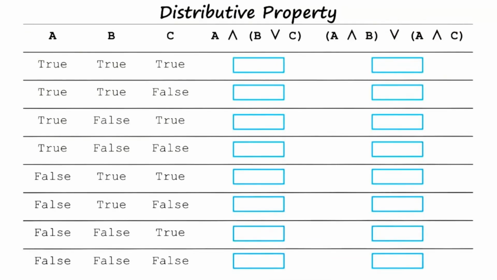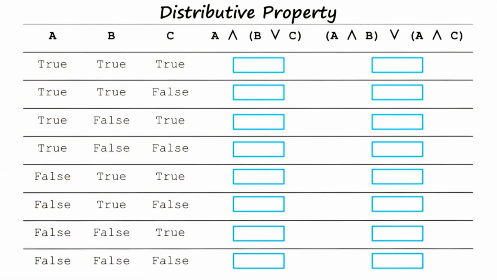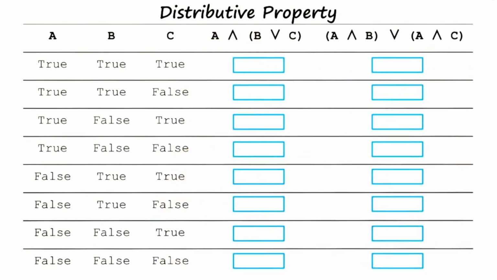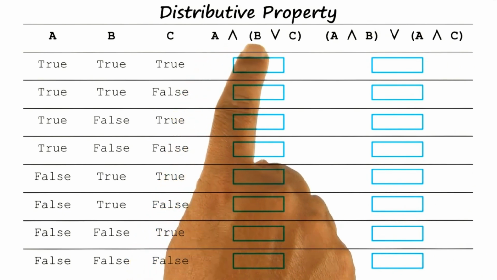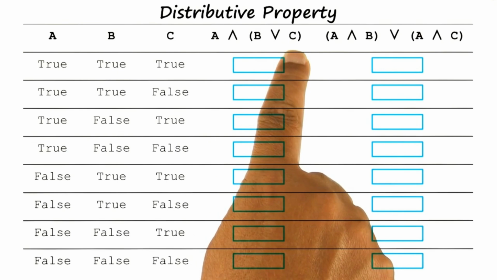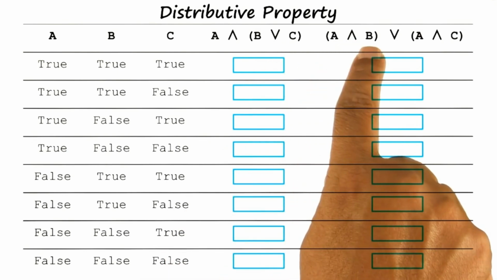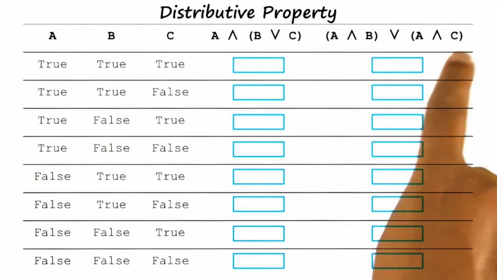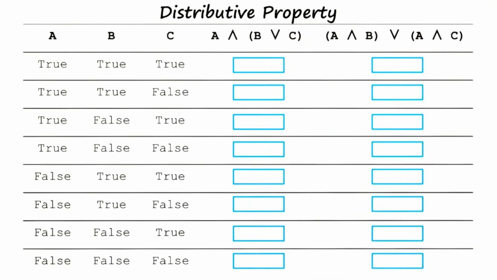Let us try a slightly more complicated exercise. This time we have three variables, A, B, and C. And here are the combinations of the truth values of A, B, and C. Here on the right are two formulas. The first one says A and parentheses B or C, parenthesis closed. The second says parentheses A and B, parenthesis closed, or parentheses A and C, parenthesis closed. Please write down the truth values for these two formulas.